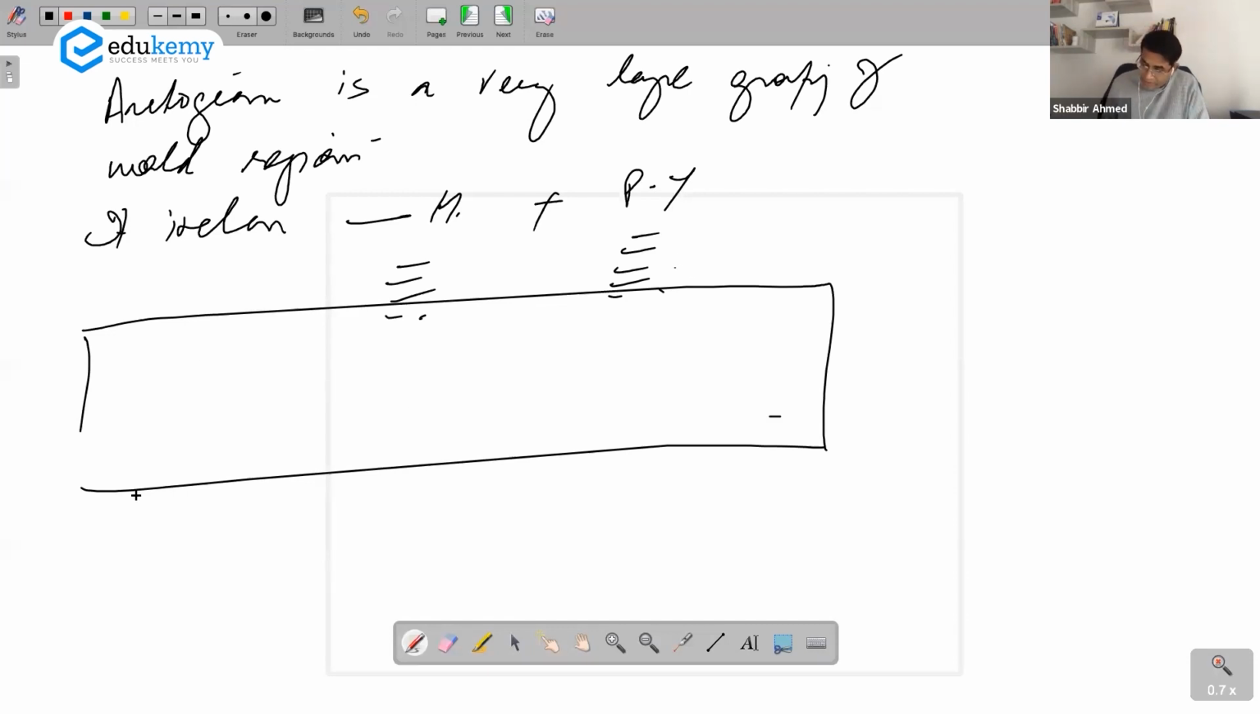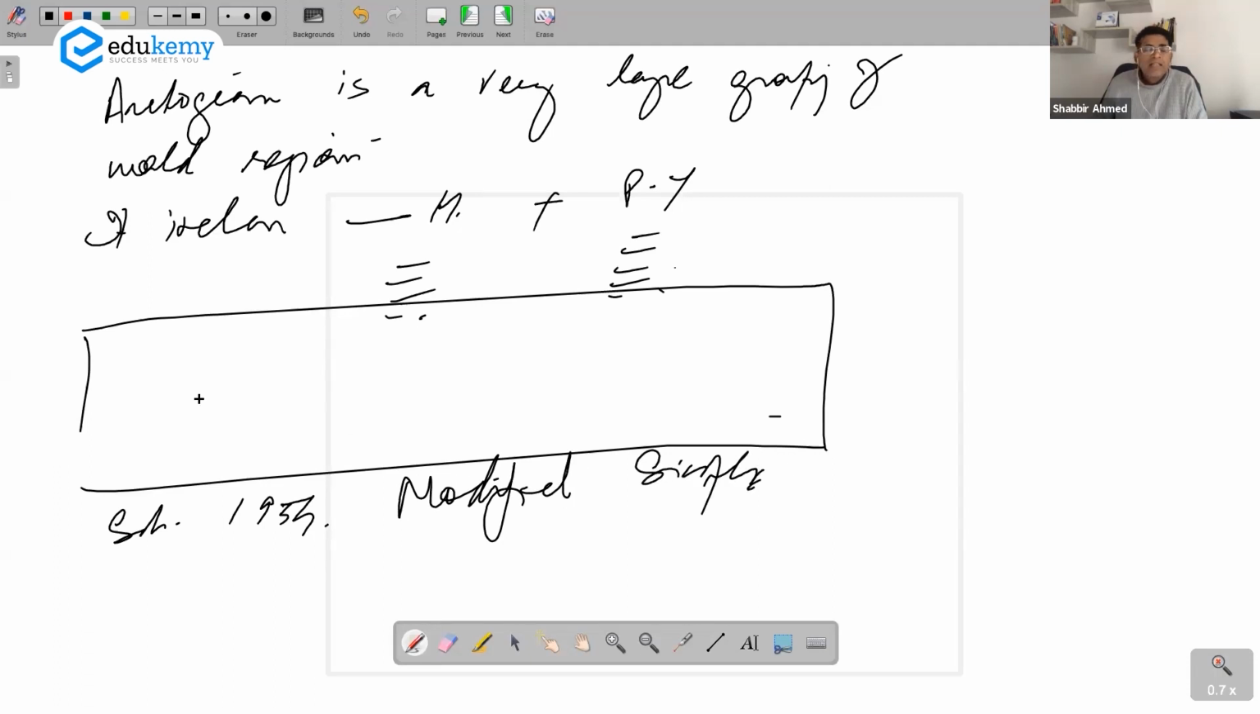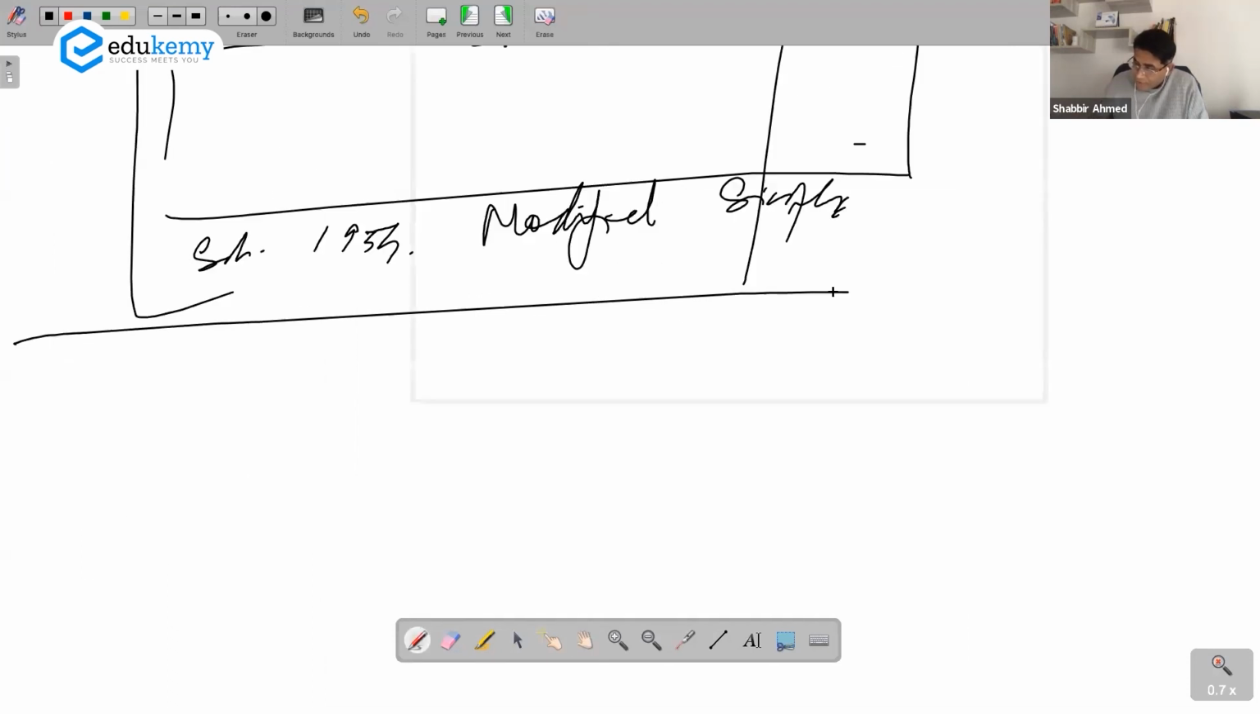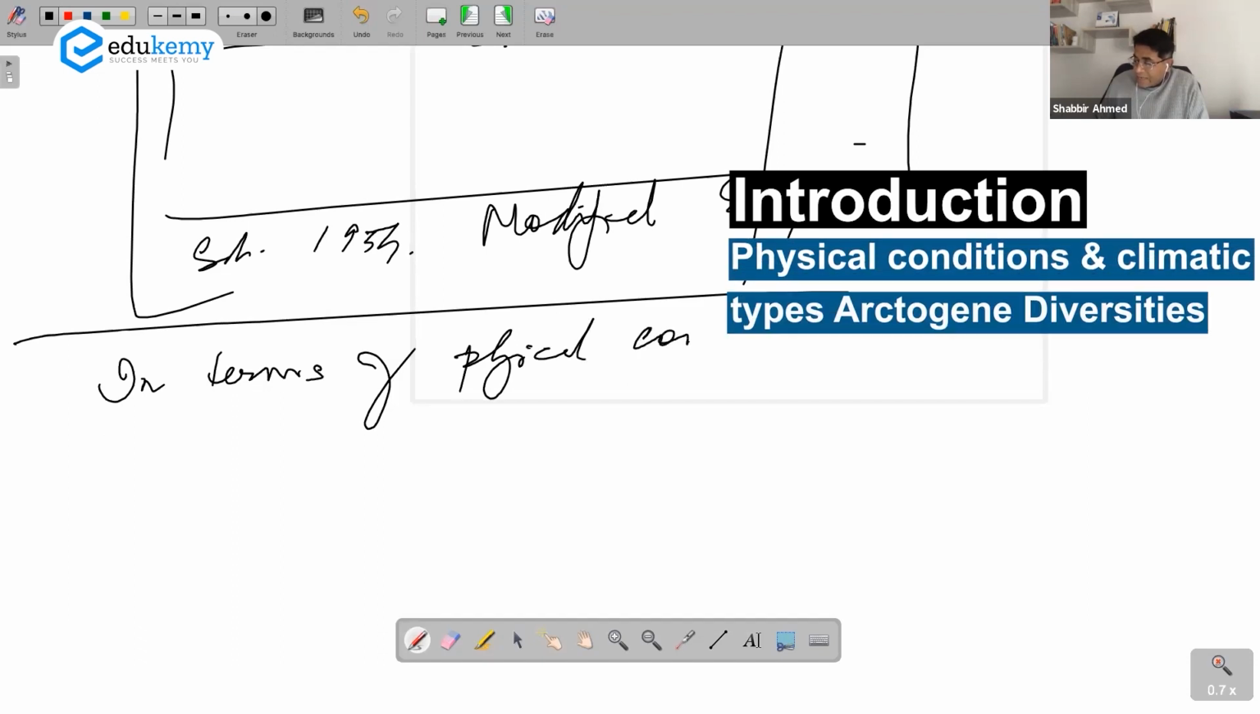The scheme was given by Schmidt in 1954. It's a modified scheme that simplifies the world animal regions into three groups. So, that becomes your introduction. Okay? Now we move on. What is the reason? Why did Schmidt cover all of them together? You write down here that in terms of physical conditions and climatic types, Arctogaean has much diversity.